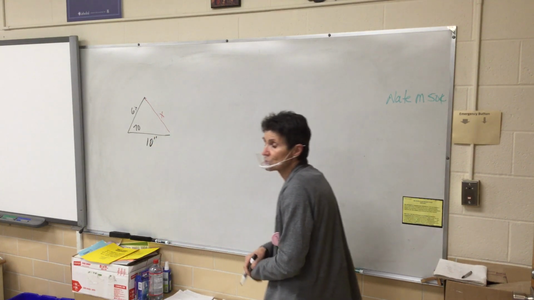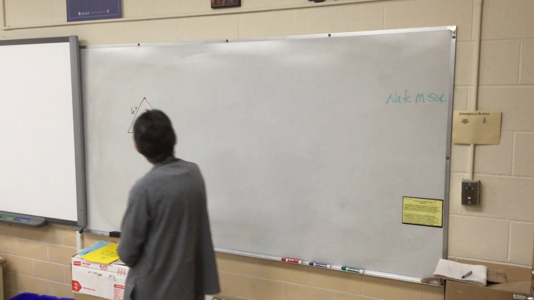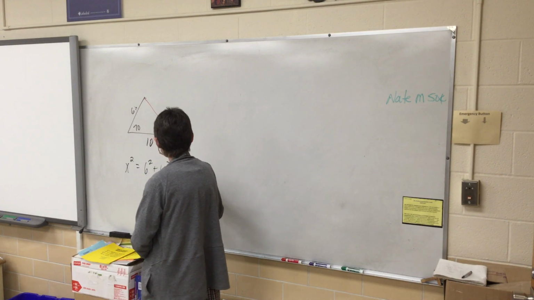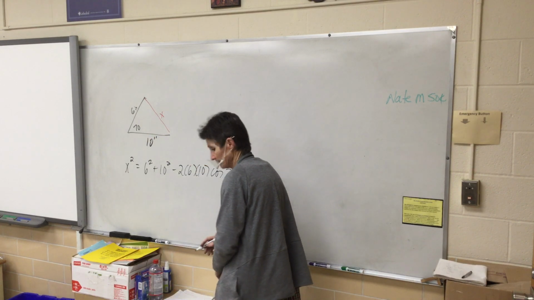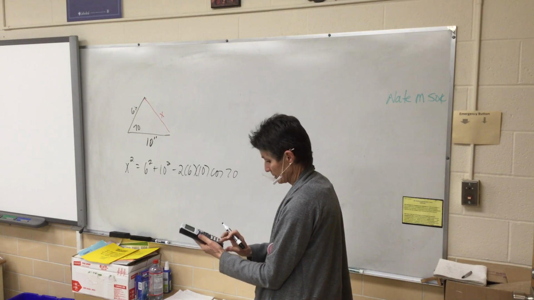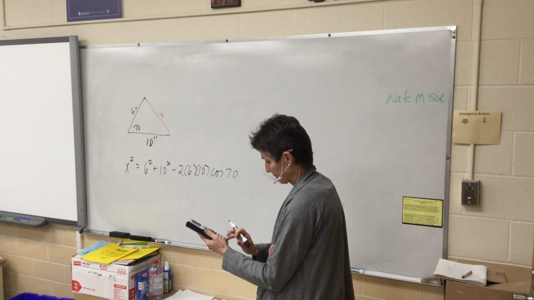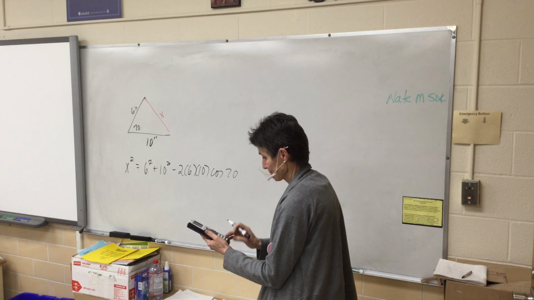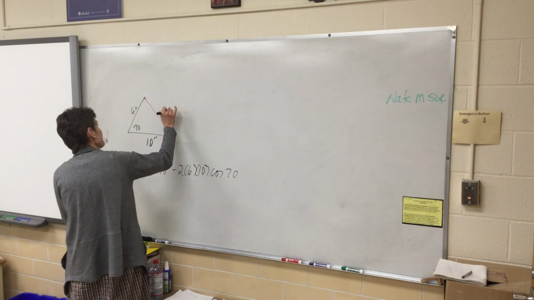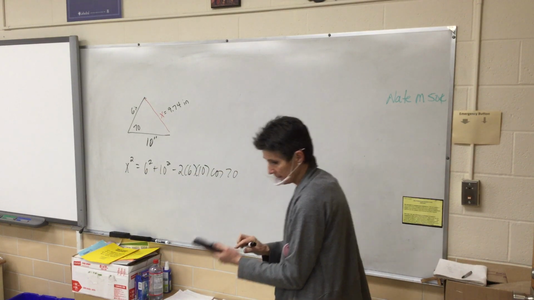What am I going to use to find that x? Law of cosines. So it would be simply x squared equals 6 squared plus 10 squared minus 2 times 6 times 10 times cosine 70. You're just going to type it in and hit square root, and you will have your answer. Don't forget to put a unit on it, so it'd be 9.74 inches if I typed it in correctly.